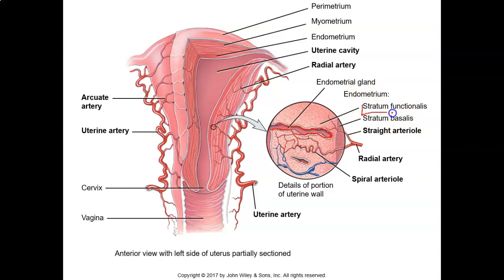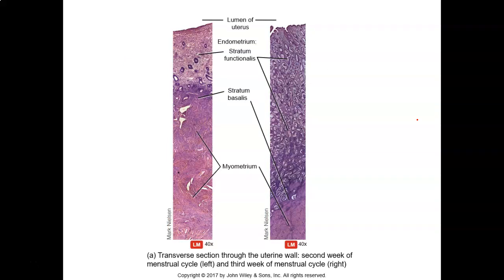There's two layers of the endometrium, stratum functionalis and stratum basalis. The stratum basalis is the quote-unquote basement layer. The stratum functionalis is the layer which is created as the uterine wall thickens. If that doesn't make sense, don't worry. We're going to look at a picture here in a second, and I think it'll make a little more sense to you.